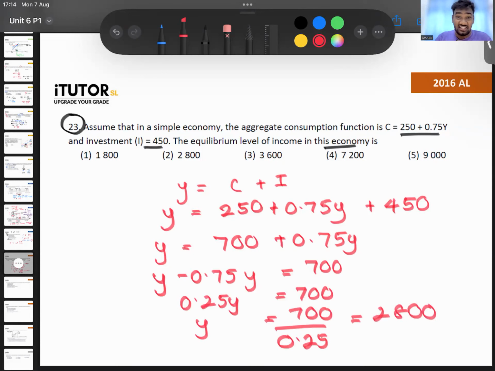Okay, which is as simple as it can get. These are basics of basics. These are almost, not almost, these are like free marks.